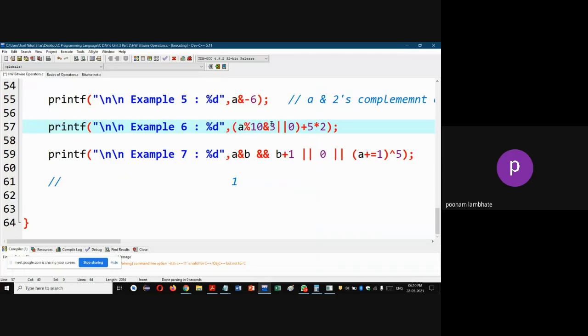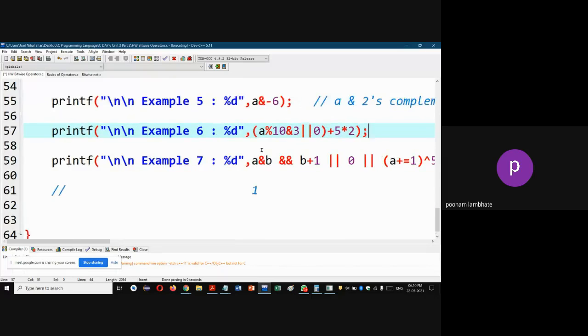So this example 6 you can try at home. Just take a screenshot if you want. I'm not asking you to tell me the answer, but you can try it at home.